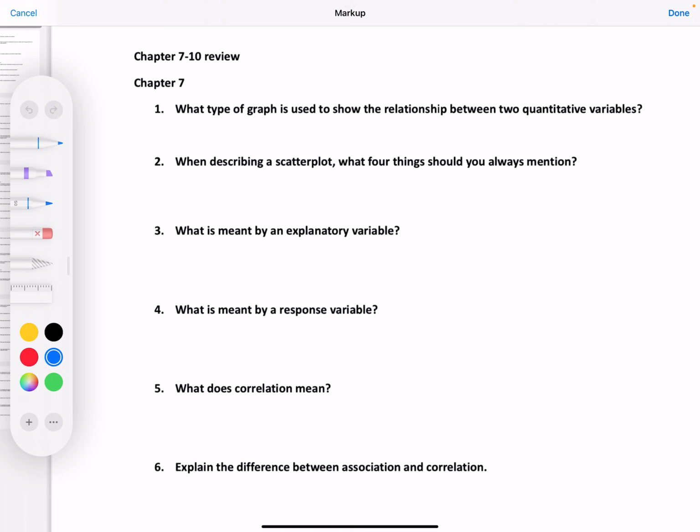What type of graph is used to show the relationship between two quantitative variables? Scatter plot. When describing a scatter plot, what four things should you always mention? Direction. Strength. Shape. Yeah, shape or form. And then outliers or unusual features.